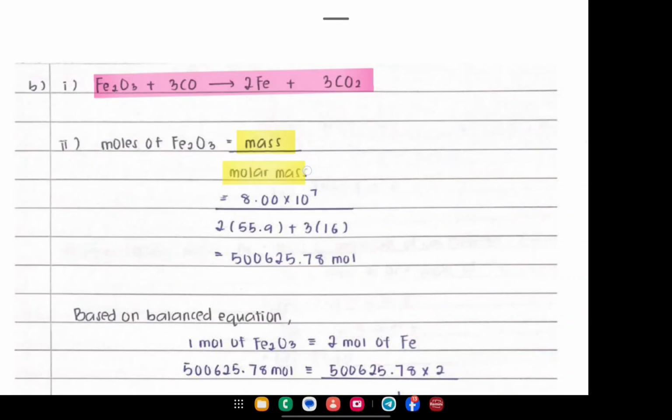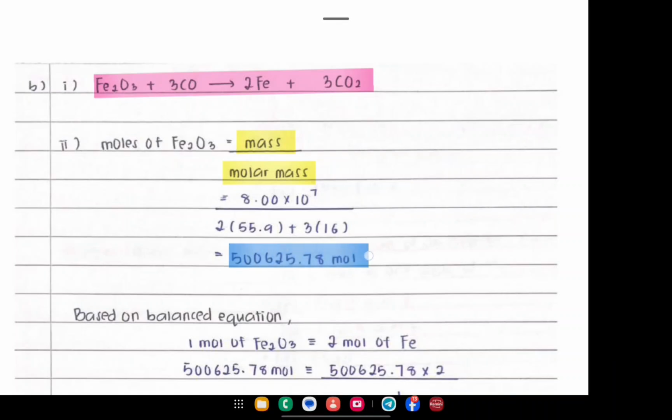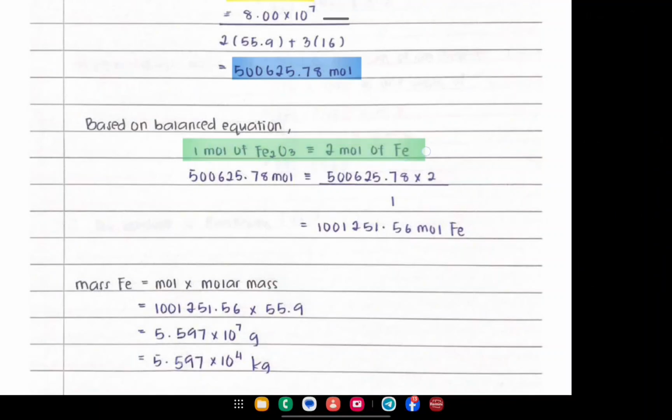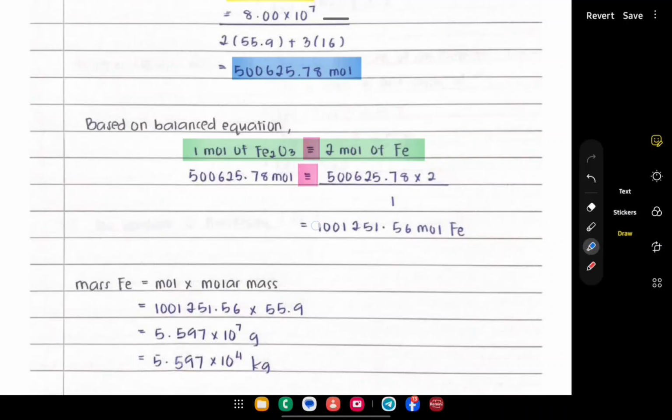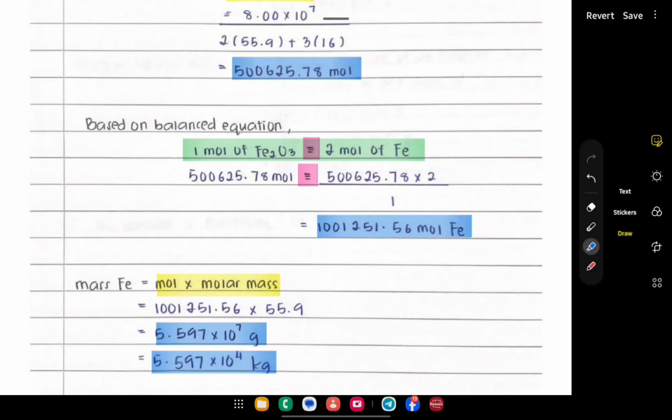Then question B2: if 8 times 10 power of 4 kg of hematite was consumed, calculate the mass of iron produced. First, we need to convert the mass of Fe2O3 into moles by using the mole formula. So we can do a chemical ratio technique based on the balanced equation. 1 mole of Fe2O3 reacts with 2 moles of Fe. Make sure to use triple equal signs, that means equivalence. After calculating, we got the moles of iron. The question asks for the mass of iron, so we substitute the answer into the formula of mole. The final answer is 5.597 times 10 power of 7 grams. You can convert it into kilograms also.